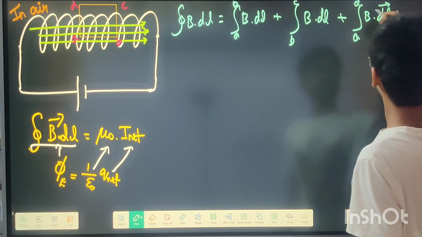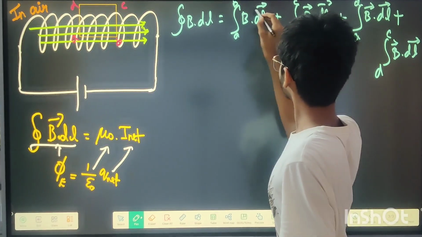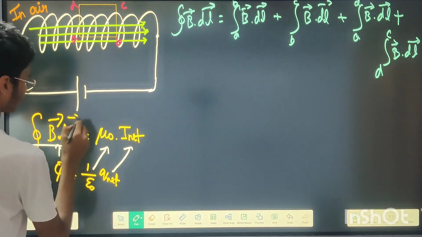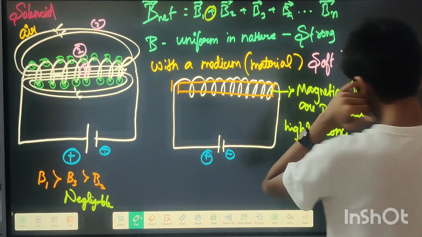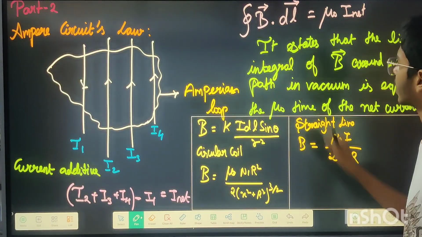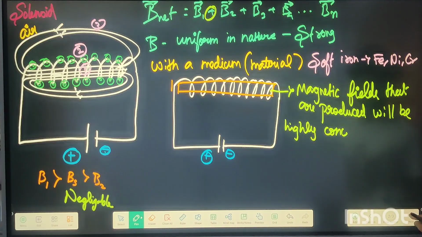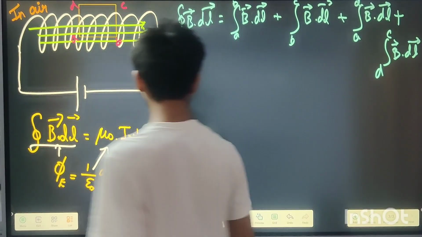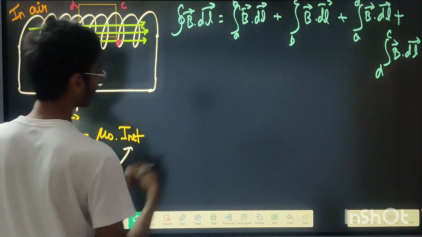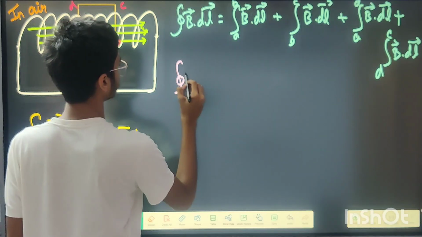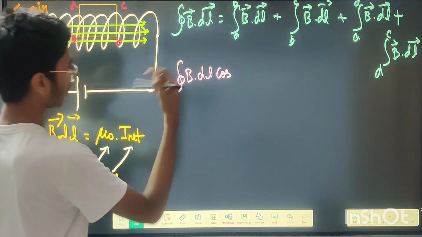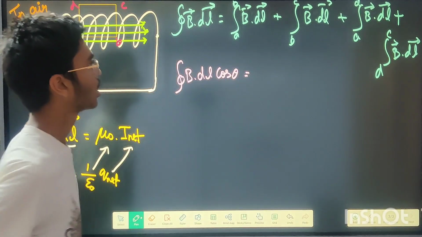which is a vector quantity, and here also it is going to be a vector quantity. And I hope you all can understand what product we are doing. We are doing a dot product. So a dot product, in the sense, how will it be changed? It can be changed as B dl cos theta. Yeah, cos theta.